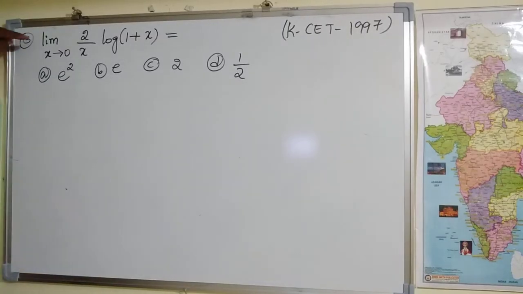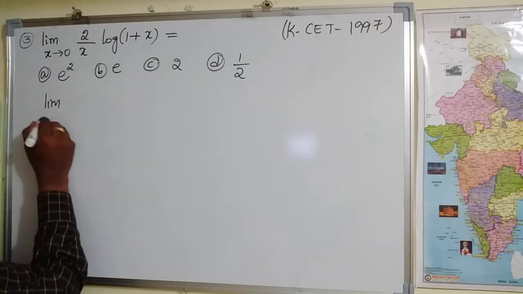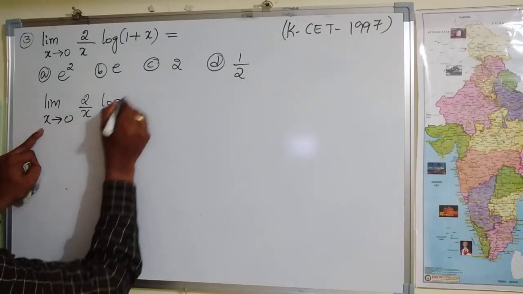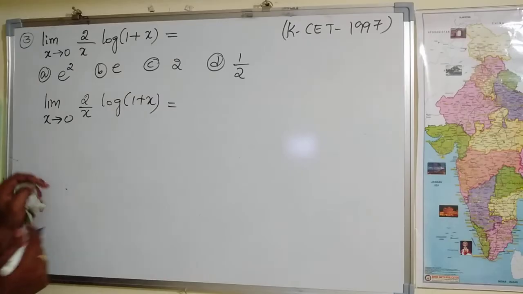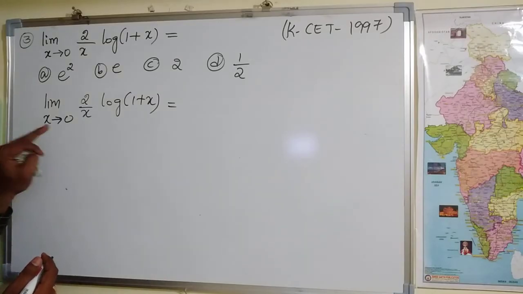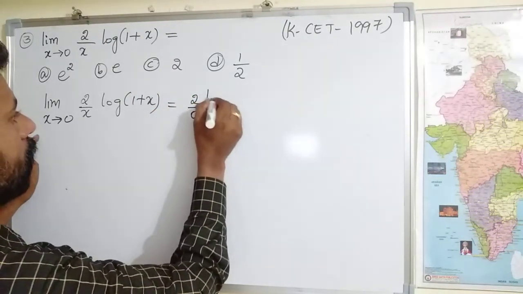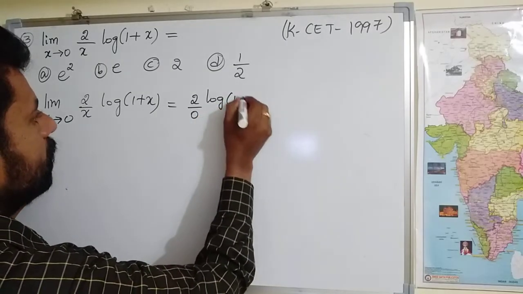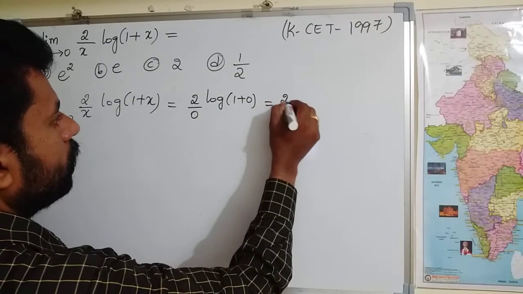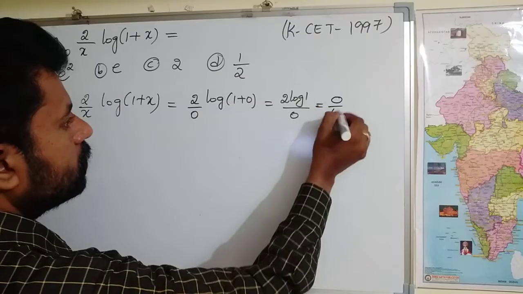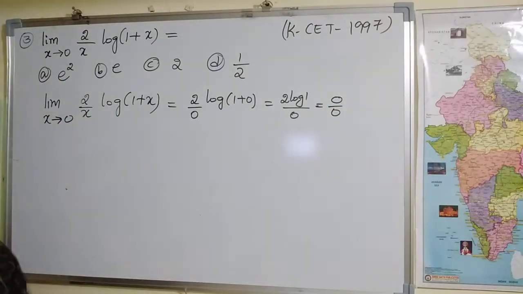See, next example, the limit x tends to 0, 2 by x into log of 1 plus x. Limit x tends to 0, x approaches 0, 2 by x into log of 1 plus x is, see, now here we substitute 0 in the place of x, we get 2 by 0 log of 1 plus 0 is equal to 2 into log 1 divided by 0. Log 1 is 0, 0 into 2 is 0, 0 by 0, indeterminate form. See, here we get indeterminate form.